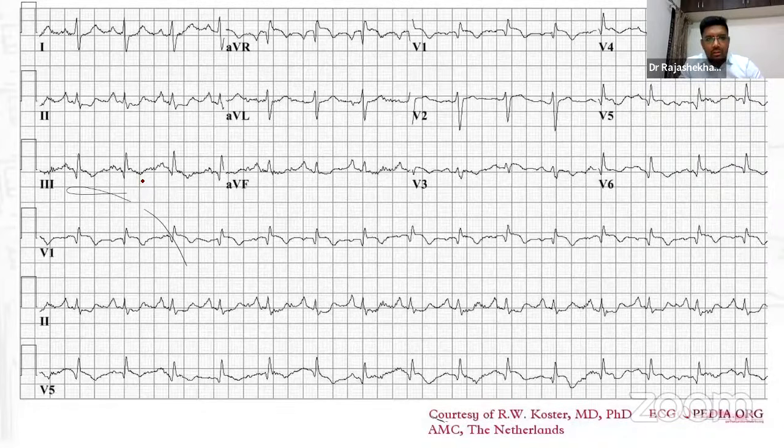Then, if you want to understand this ECG, there is a slight amount of tachycardia, heart rate is around 100. There is a right axis deviation. Then if you see the ST-T changes, there is a T wave inversion in lead 3. If you can identify, there is a tall R wave in V1. So there is a right ventricular strain occurring in this patient. Along with this, there is a significant S1, Q3, T3.